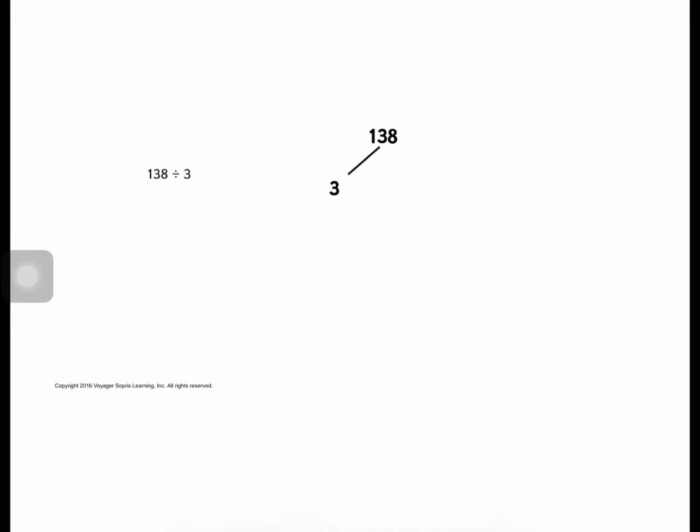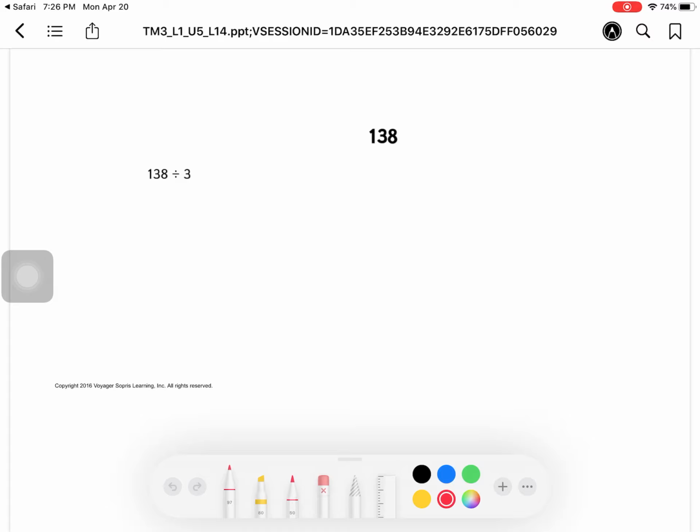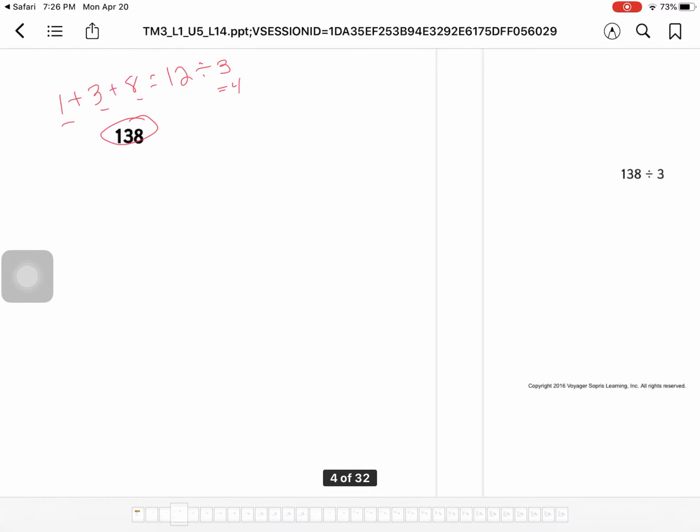So I know, let me show you, 1 plus 3 plus 8 equals 12. This tells me that it is also divisible by 3, because remember, for the rule for 3's, if you add the digits, I know 12 can be divisible by 3, because 12 divided by 3 is 4. So then I know this whole number can be divided by 3.